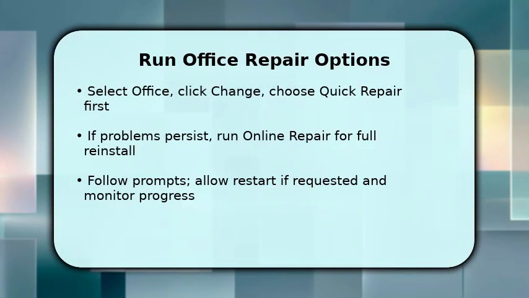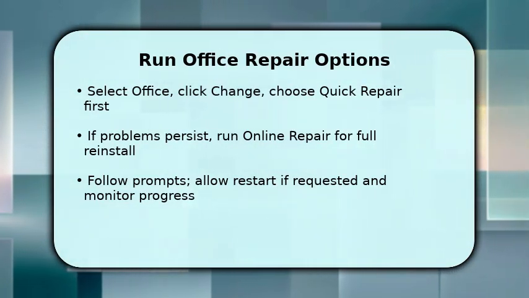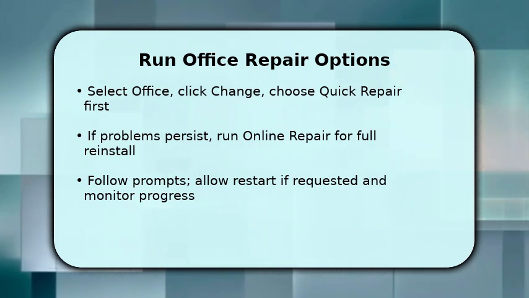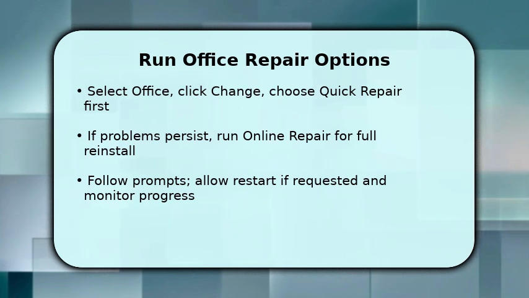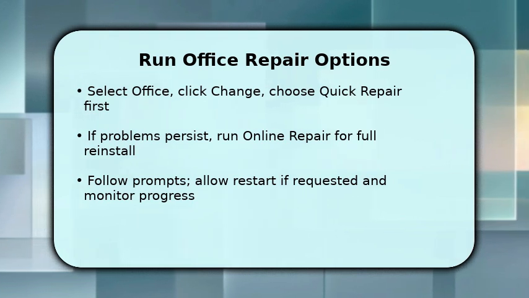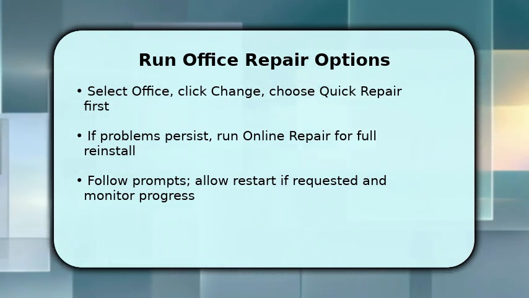You click Change on the Office entry and choose Quick Repair to fix common issues without reinstalling. This is faster and preserves settings. If Quick Repair fails, select Online Repair, which reinstalls Office and replaces corrupted files. Expect longer time and possible reboot.